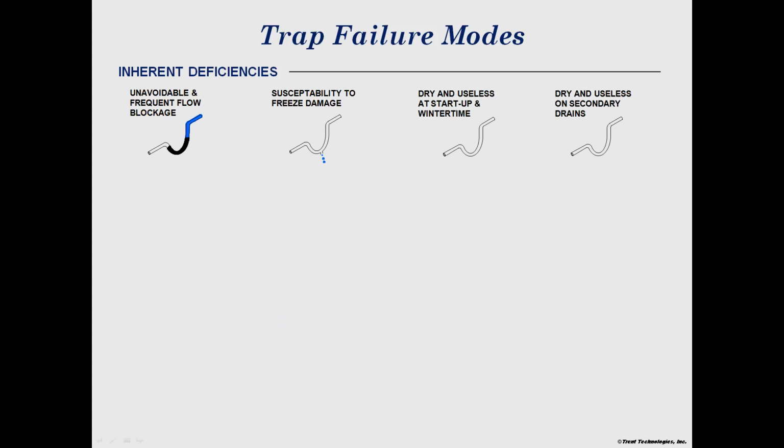The trap failure modes identified by ASHRAE can be divided into three categories: those due to inherent trap deficiencies, trap design deficiencies, and unwise field practices. Inherent deficiencies of traps include unavoidable and frequent flow blockage, susceptibility to freeze damage, dry and useless at startup in wintertime, and dry and useless on secondary drains. These deficiencies are common to any trap, regardless of the design.